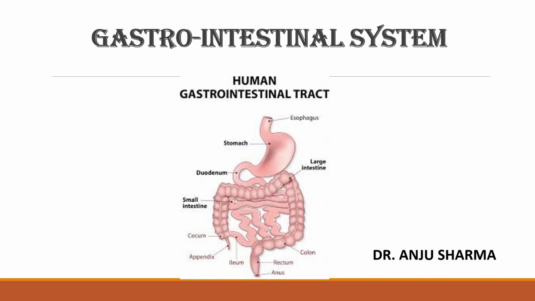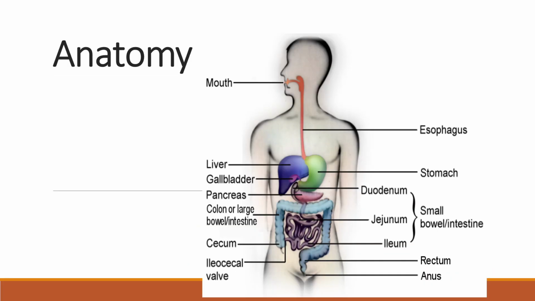So in this video we'll be talking about an overview of GIT. So starting with anatomy, right? First of all, you can see an image in which parts of GIT, let's just see the list. So oral cavity, first of all mouth, esophagus, then after esophagus we have stomach, then small intestine.